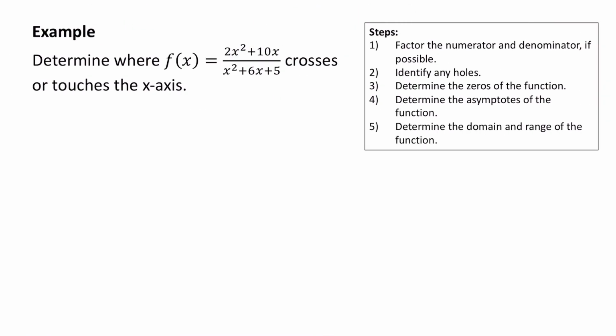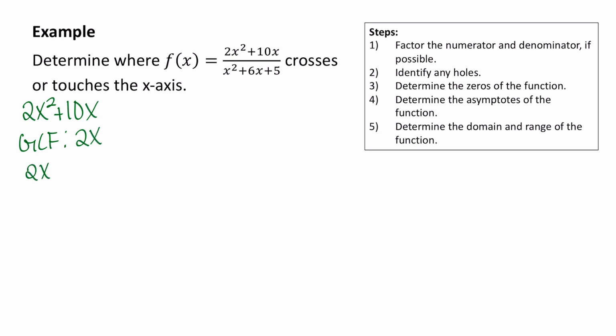Now let's figure out what's going on when we have the function f of x equals 2x squared plus 10x over x squared plus 6x plus 5. Remember, the first step is always to factor the numerator and denominator whenever possible. So let's factor 2x squared plus 10x. Notice that these have a GCF. The GCF is going to be 2 and also x.